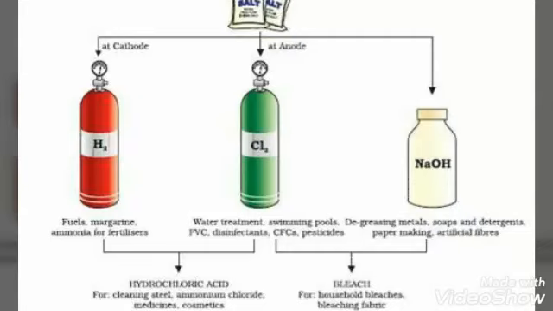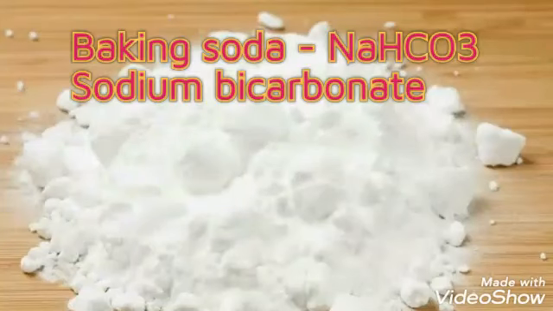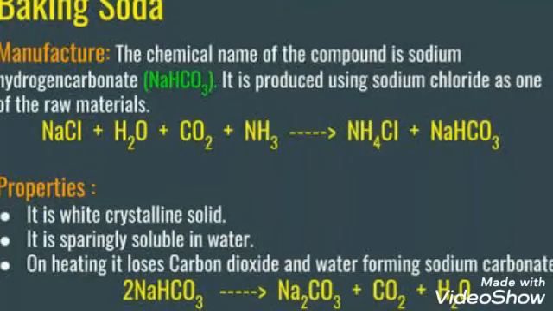Hydrochloric acid obtained by combining hydrogen and chlorine gas is used to clean the steels used in medicine and cosmetics and to prepare ammonium chloride. The second salt is baking soda, which is sodium bicarbonate with the formula NaHCO3. It is prepared by reacting the concentrated solution of NaCl with ammonia and carbon dioxide.